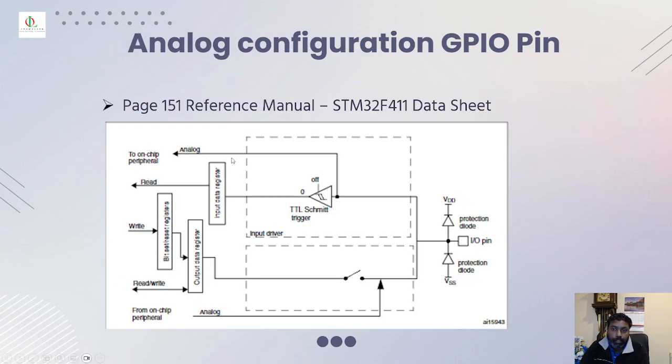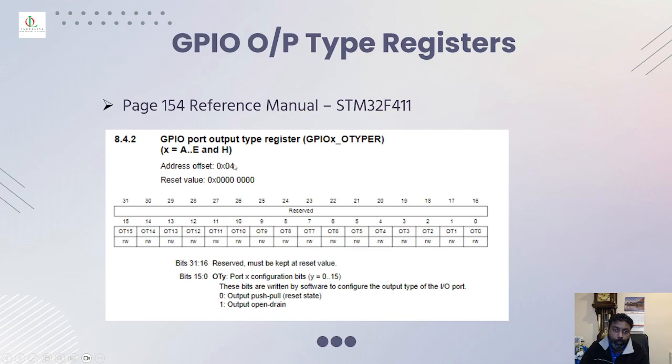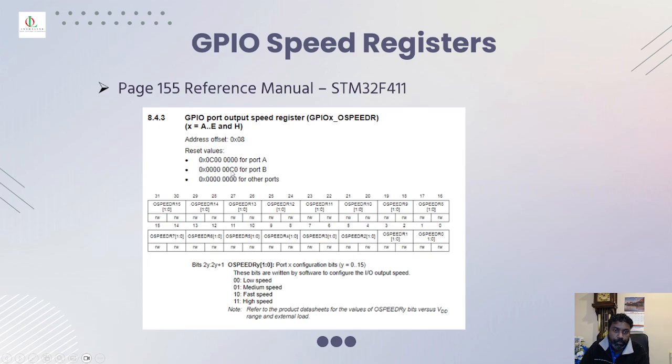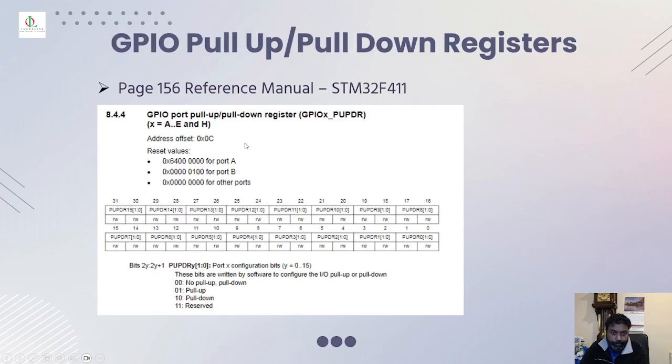And this is the analog GPIO pin, which I talked to you about a bit earlier. The input gets in and is read before it hits the Schmitt trigger. The output type has 2 types, as you know, push-pull and open drain. If it is 0, it is push-pull. If it is 1, then it is open drain. And its offset value is 0x04. And the output speed register has 4 different speeds, and its address offset is 0x08.